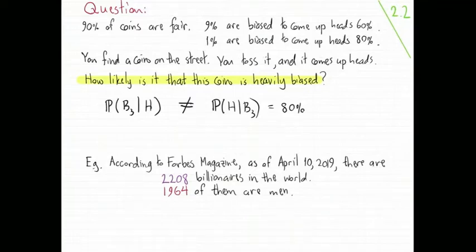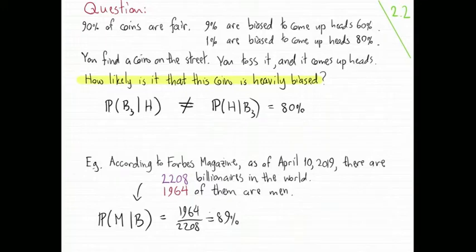According to Forbes magazine, here's some real data. As of April of this year, there were 2,208 billionaires on Earth, and 1,964 of them were male, which is exactly to say that the probability that you're male, given that you're a billionaire, is the ratio 1964 over 2208. Almost a 90% chance. Almost 90% of all billionaires are men.